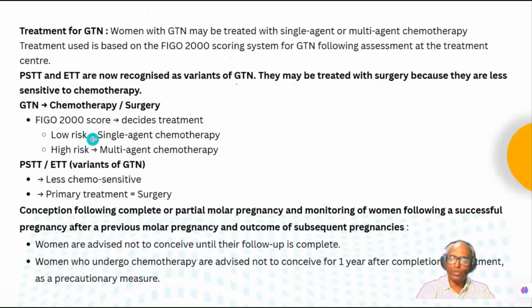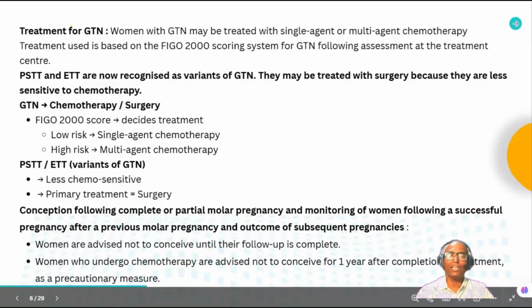Low risk is up to 6. When the score is 6 or less, they are considered low risk patients and are given single agent chemotherapy with methotrexate. If the score is 7 or more, they are considered high risk and are given multi agent chemotherapy, that is the EMACO regimen. Then what about PSTT and ETT? I have just mentioned they are less chemosensitive, so the primary treatment is surgery.